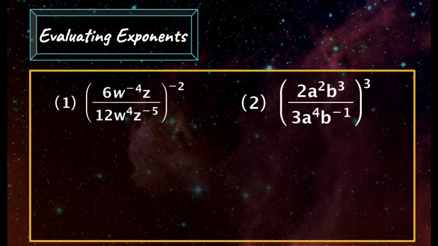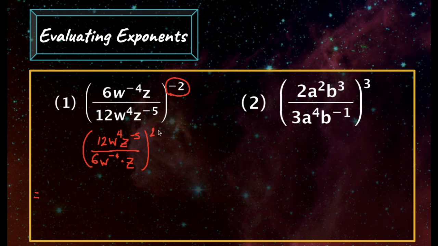and you may find a different one that works better. The first thing that I like to do is solve the negative sign on the outside. The way that we turn that negative 2 into a positive 2 is by finding the reciprocal of the fraction. So we will have 12 times w to the power of 4 times z to the power of negative 5 over 6 times w to the power of negative 4 times z. And this will still be raised to the power of 2.